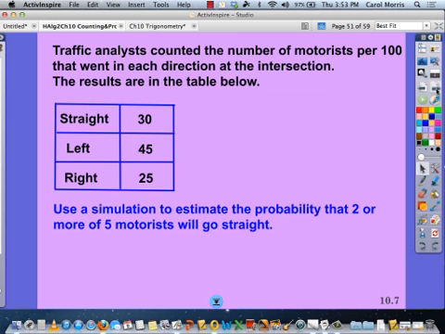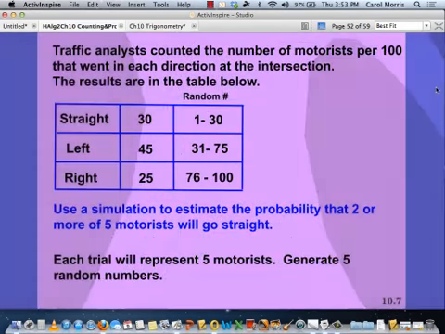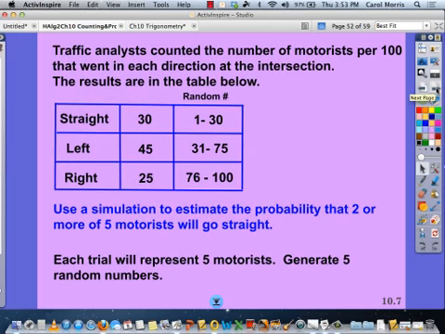You can look here at the 100 cars that went through the intersection. We've got 30 out of 100. So are we going to say that's a 30% chance? Well, we need to estimate the probability that 2 or more go straight, and not just use the probabilities. So the first piece of information is that each trial will represent 5 motorists. We're going to generate 5 random numbers.